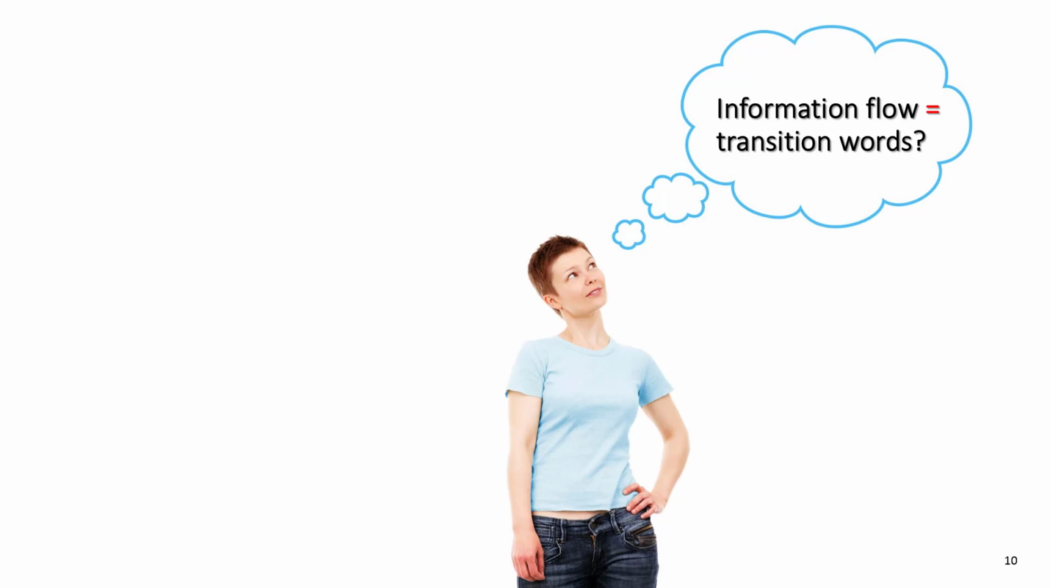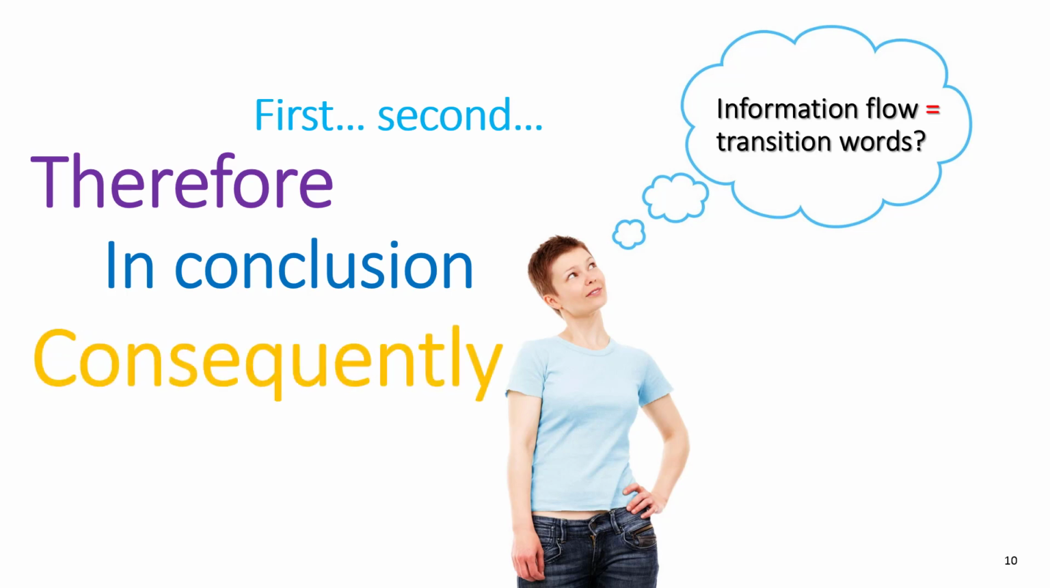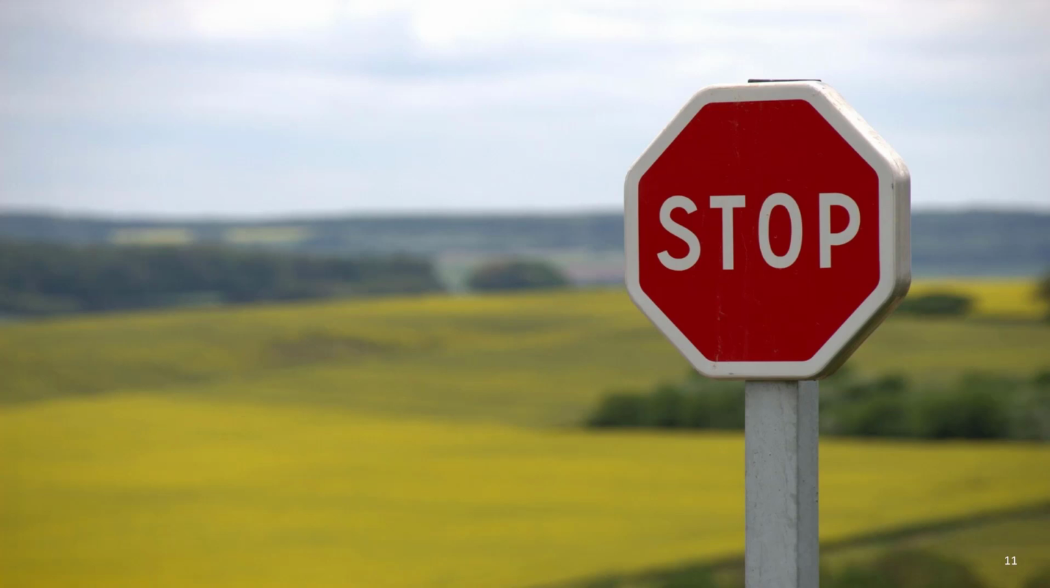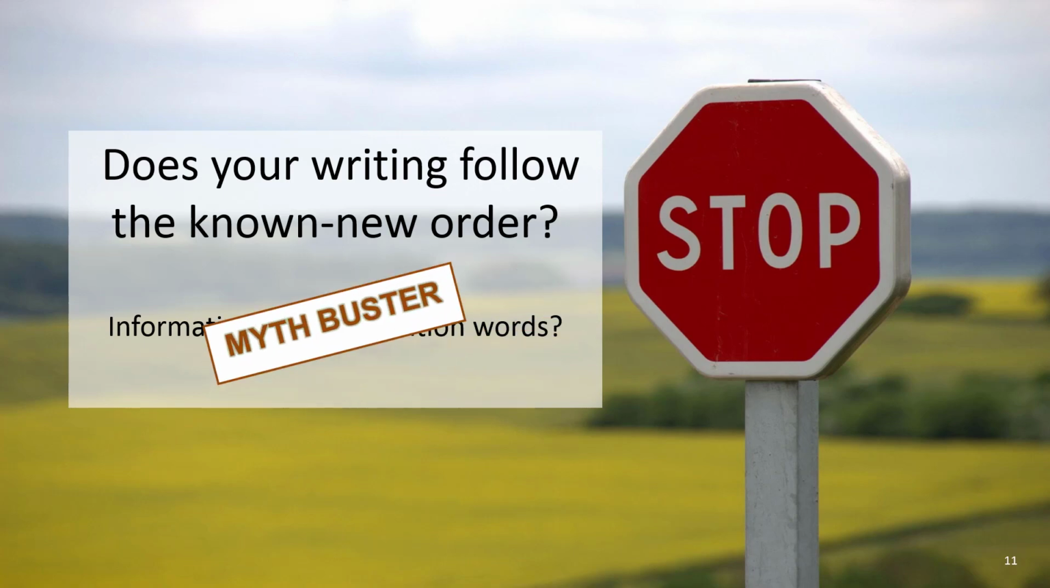You may have learned in the past that you can improve the flow of your sentences by using transition words such as therefore, in conclusion, first, second, consequently. These words show the relationship between sentences and can make your ideas easier for readers to follow. However, you always need to make sure that your writing follows the known-new ordering of information. If it doesn't, just adding transition words will not improve it substantially.